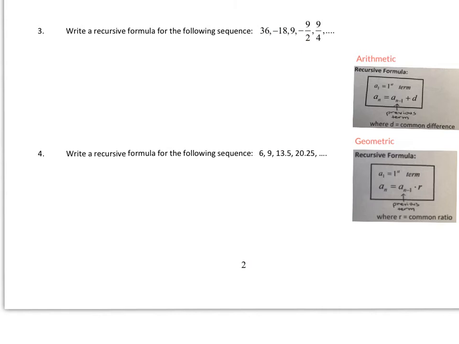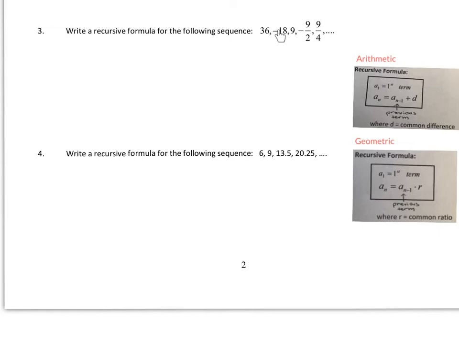Now if you want to try out 3 and 4 on your own, it would be a good idea to just hit stop, try them out, see how you do, and then you can hit play and see how you did. Okay, now I thought these two were harder than the ones above. With number 3, I'm just going to give you a clue.